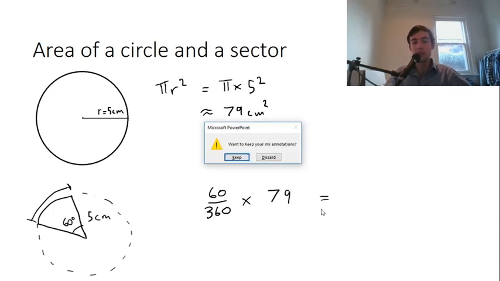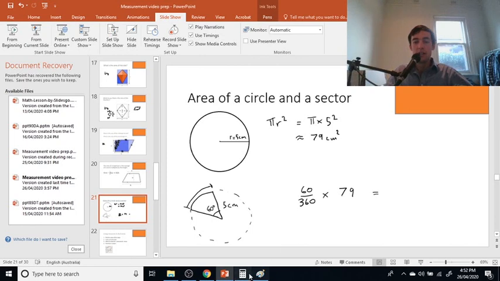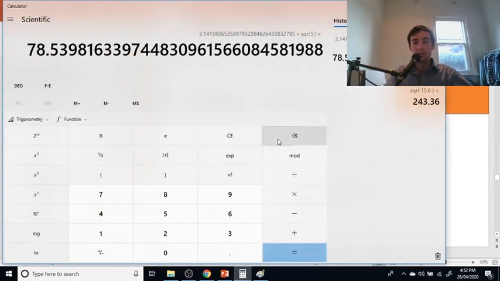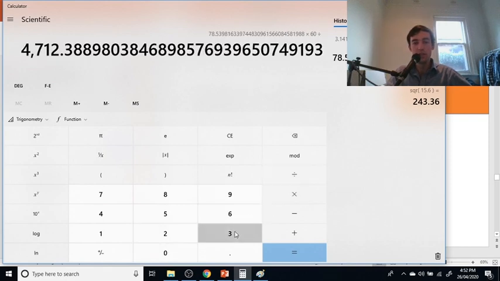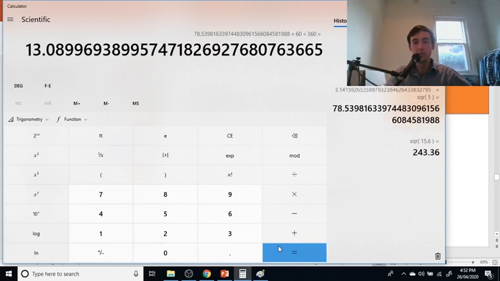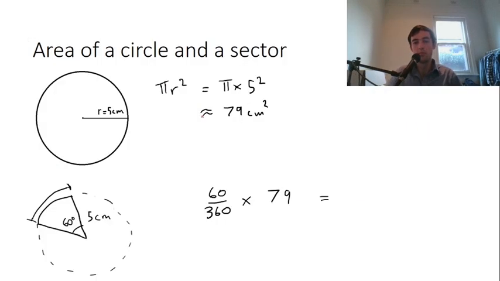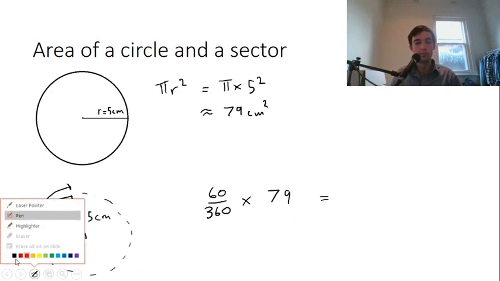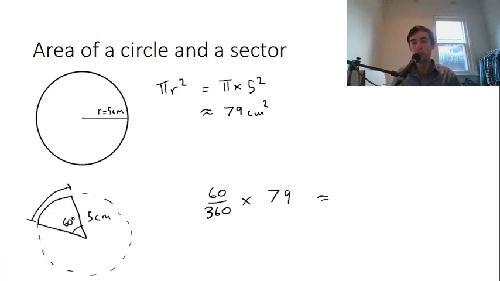And let's use a calculator for that. 79 times 60 over 360. I'll just use this one because it's already there. Times 60 divided by 360. Okay, so we've got roughly 13. It's roughly equal to 13 centimeters squared.